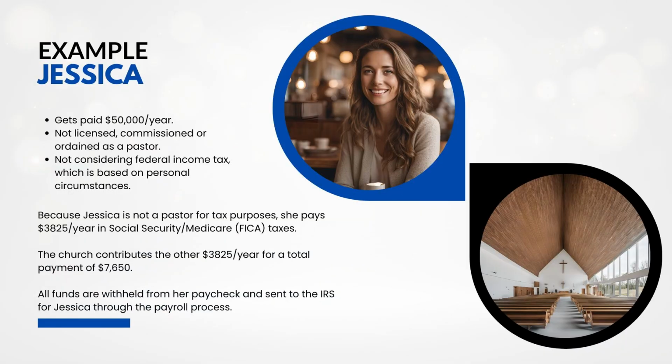Jessica is an employee with a $50,000 per year salary. She is not licensed, commissioned, or ordained as a pastor. This example will not consider federal income taxes, since that tax is based on your family's unique situation. Because Jessica is an employee for Social Security and Medicare purposes, the church will withhold $3,825 per year from her check. The church will contribute the exact same amount and will combine it with Jessica's withholding to send to the IRS each pay period or month.